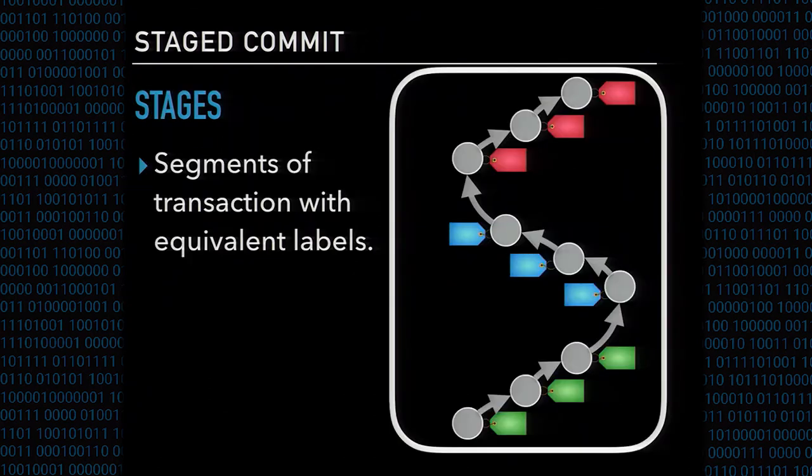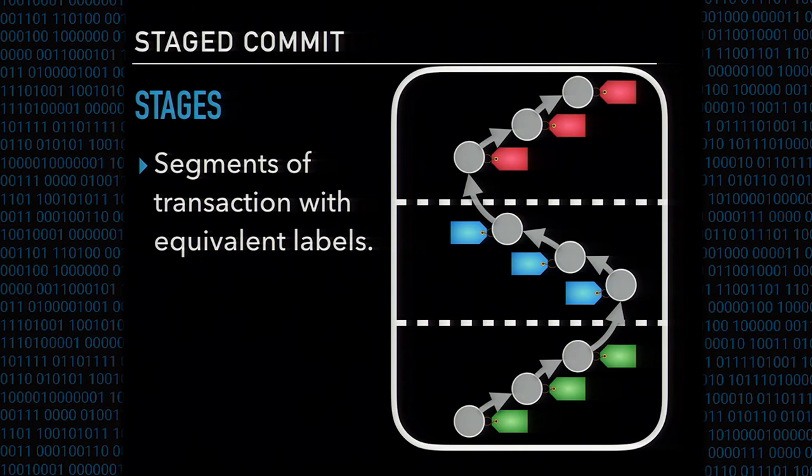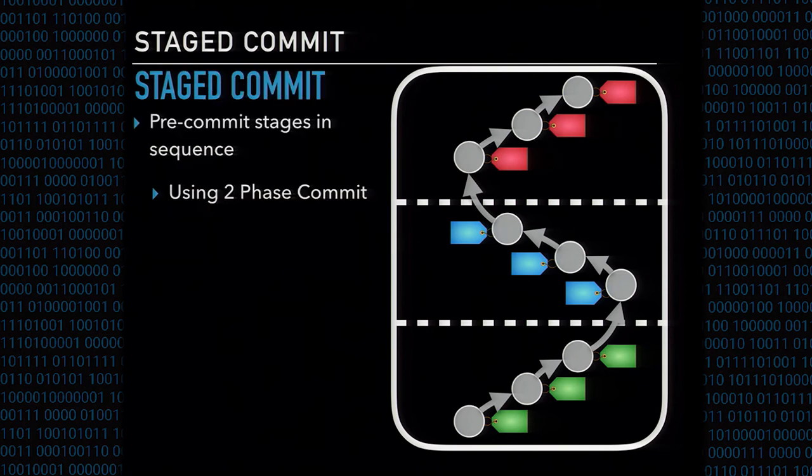Staged commit divides up each transaction into stages, which are just sets of events with equivalent labels. Given this transaction, we'll say that it has three stages: a green label stage, a blue label stage, and a red label stage. Events in a monotonic transaction are totally ordered, and have labels that each flow to the next, so the stages are also totally ordered in some sense. In staged commit, we use a two-phase commit on each stage. Essentially, we're going to execute the stages with pessimistic locking.